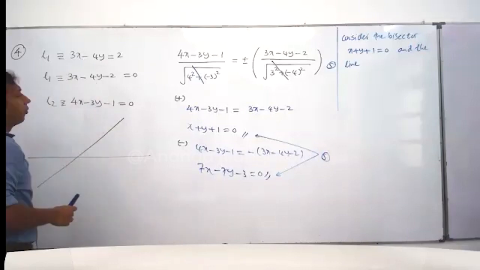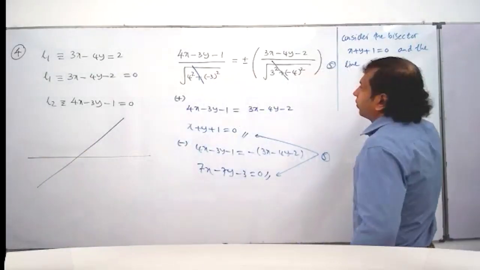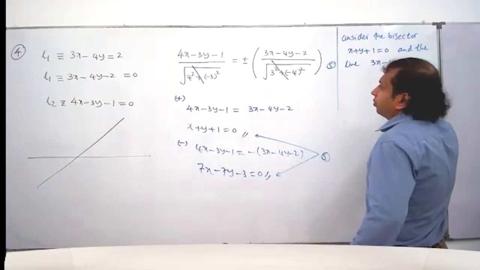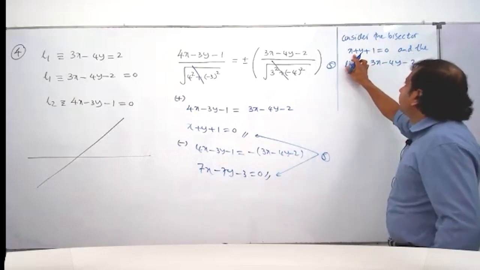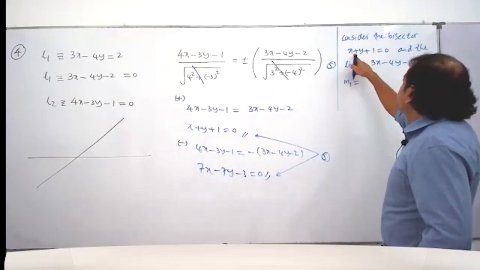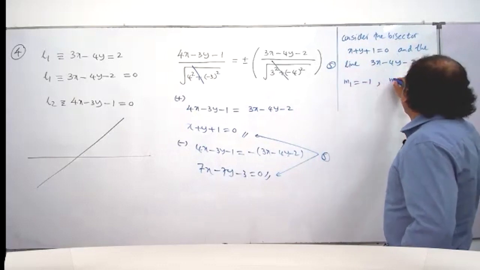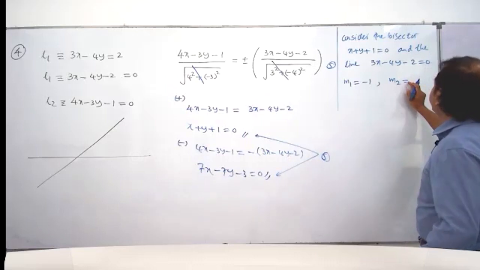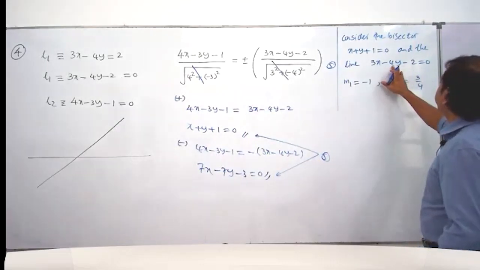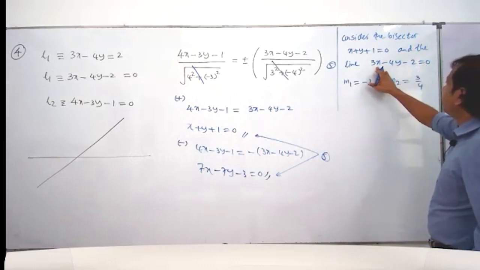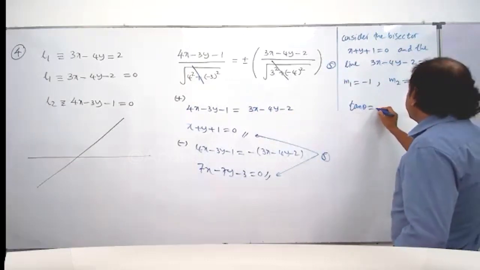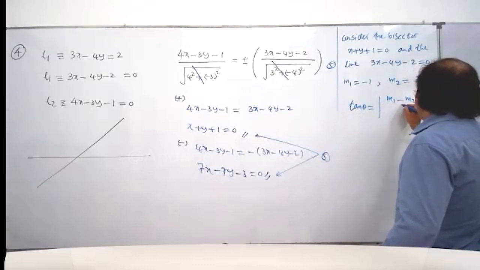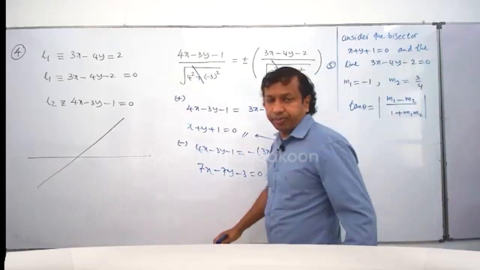I'll take this one, 3x minus 4y minus 2 equals 0. Right. So now this gradient, I'll take m1. The gradient of this is minus 1. The gradient of this, I'll take m2, that gradient is 3 by 4. When I make y the subject, then the x coefficient is the gradient. Now what we do is, using this formula, tan theta equals modulus of m1 minus m2 divided by 1 plus m1 m2. Using this, we calculate this tan theta.